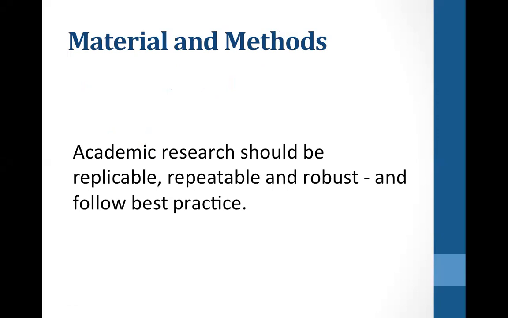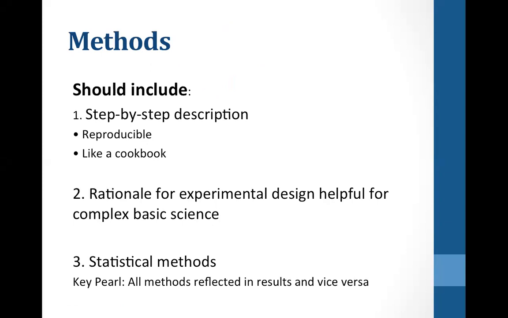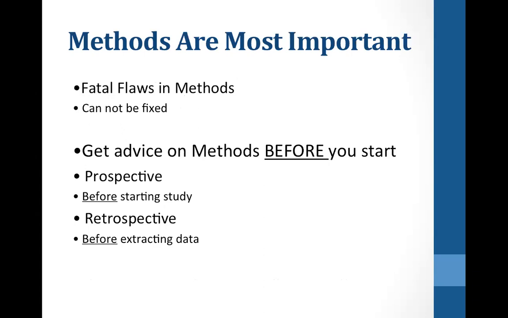Materials and methods in academic research should be replicable, repeatable, and robust, and follow best practice. Methods should always include a step-by-step description that must be reproducible, like a cookbook. There must be a rationale for the experimental design, helpful for complex basic science, and it's important to define the statistical methods. All methods must be reflected in the results and vice versa.